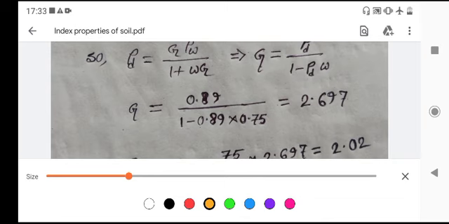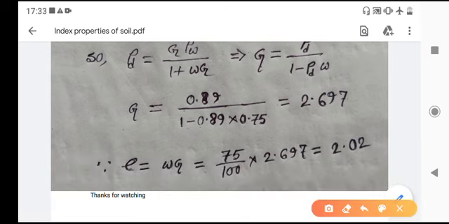Now void ratio of the soil e equals wG, for 100% fully saturated, S equals 1. Water content we got earlier is 75 by 100, 75%, and G is 2.697. So the void ratio of this soil sample is 2.02.